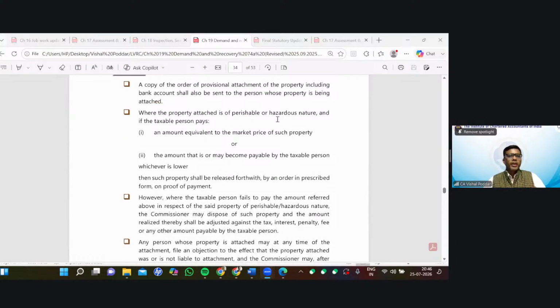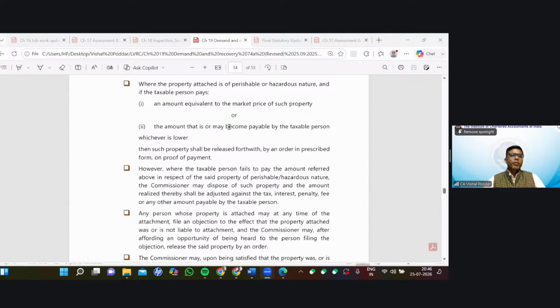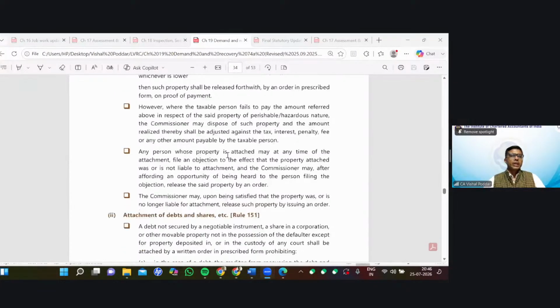And where the property attached is of a perishable or hazardous nature, in that particular case, if the taxable person pays an amount equivalent to the market price, or the amount that is or may become payable by the person, whichever is lower, the property shall be released.